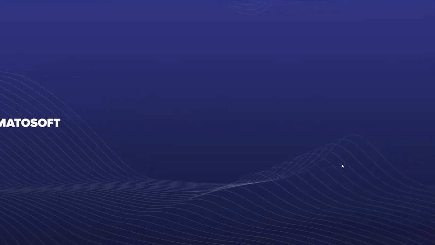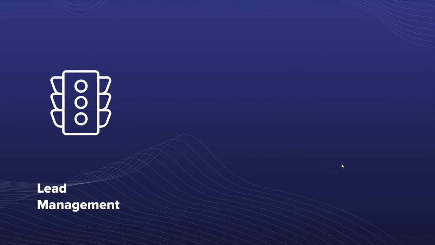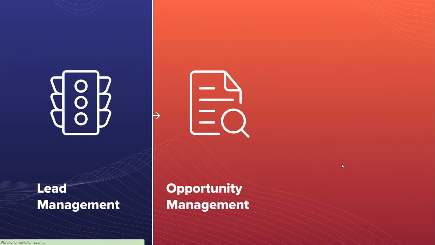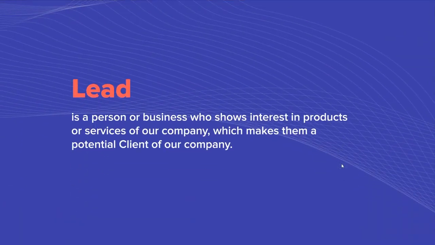In general, sales activities in our company can be divided into three major steps: lead management, opportunity management, and account management. Before moving any further, I would like to make you familiar with a few sales-specific terms that will be used in this video. Lead. It is a person or business who shows interest in products or services of our company, which makes them a potential client of our company.